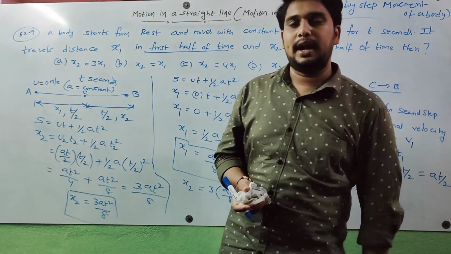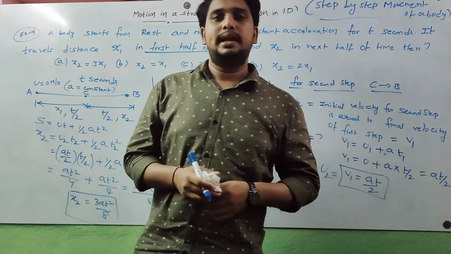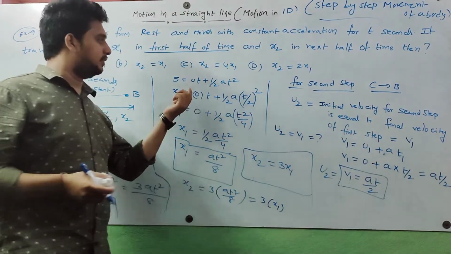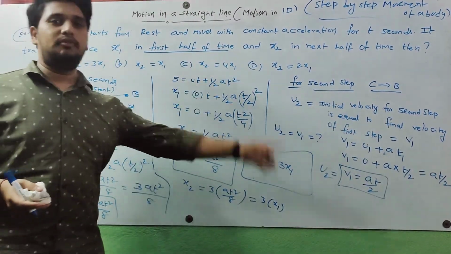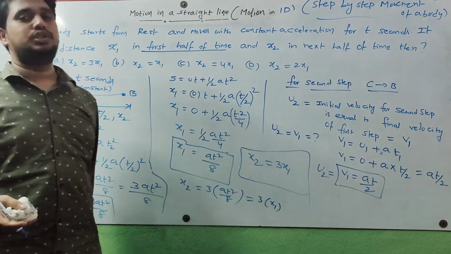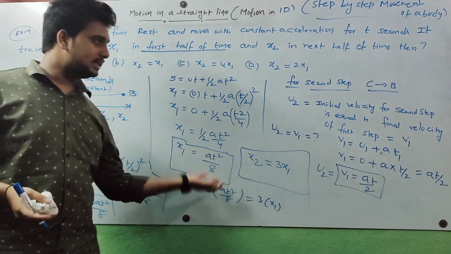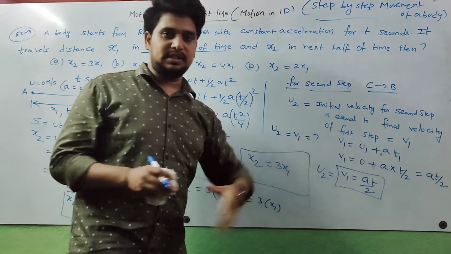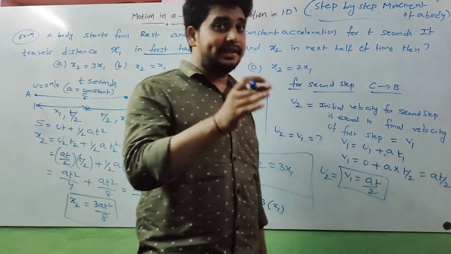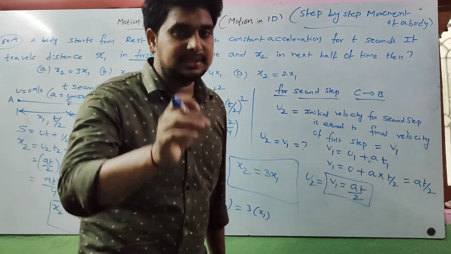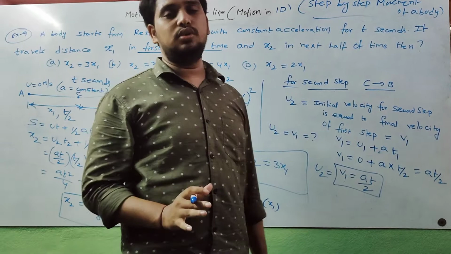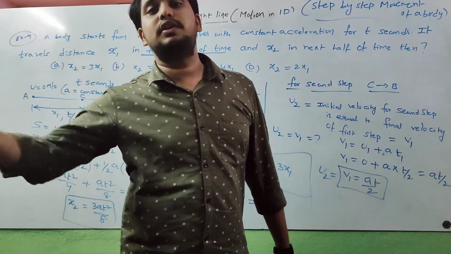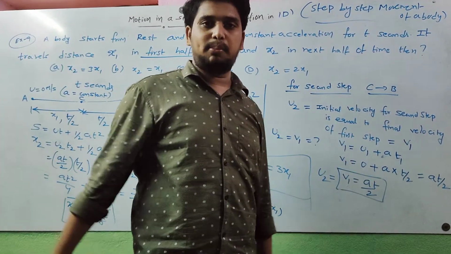From this we find distance S1. Distance S1 is equal to, from the second equation, ut plus half at square. Here initial velocity is equal to 0. We got S1 is equal to at square by 8. For the second step, this is very important. For the second step, initial velocity is equal to the final velocity of the first step, because it is a step-by-step movement process.